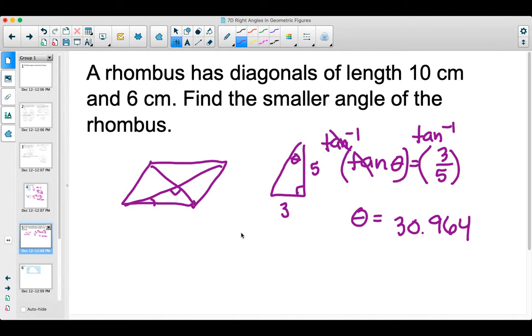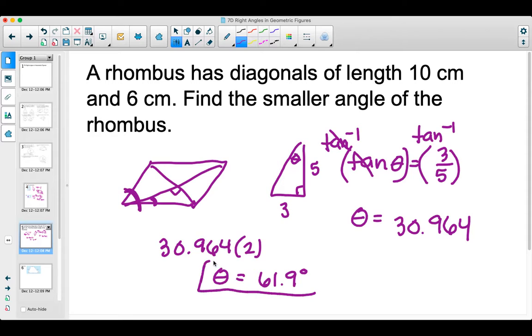Okay, so I got cut off in that last video. So we did the inverse tangent on both sides, and I found that theta was 30.964. But we have to remember that I only found half of the angle here. So since I just have this half, I have to double it because this is going to be the whole entire angle. And so when I take the 30.964 and I multiply it by 2, then the entire angle is going to be 61.9 if I round to 3 sig figs.